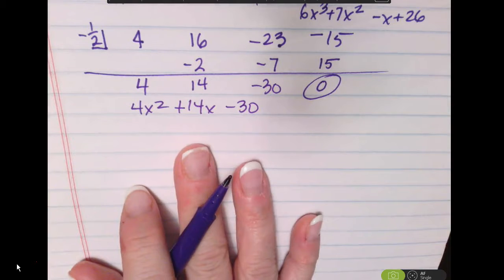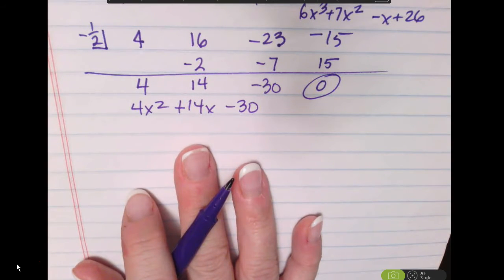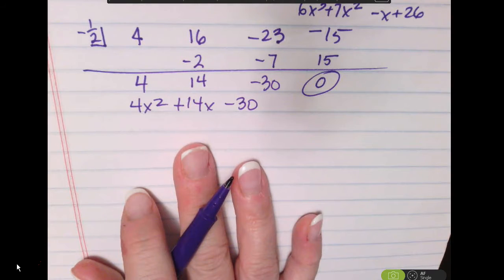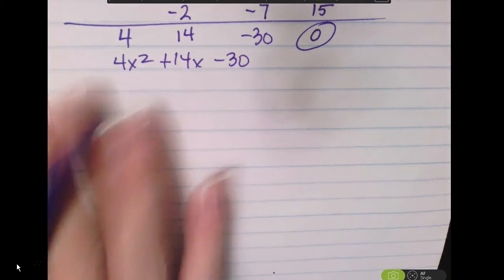And it divides evenly. So it says we have to do A and B. I have no idea what that means. I don't see an A and B in the directions. So we're going to move on.